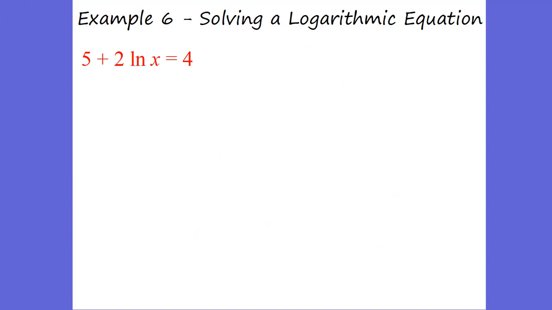Here we're going to do another solving of a logarithmic equation. We're doing a lot of examples today. So we have minus 5, minus 5. We got 2 natural log of x is equal to negative 1. We're going to divide by 2. Natural log of x equals negative 1/2.